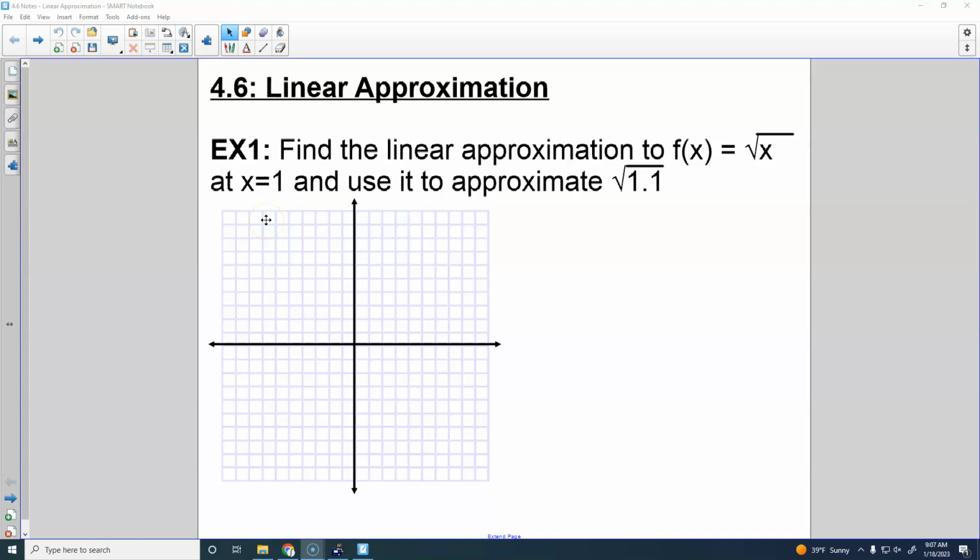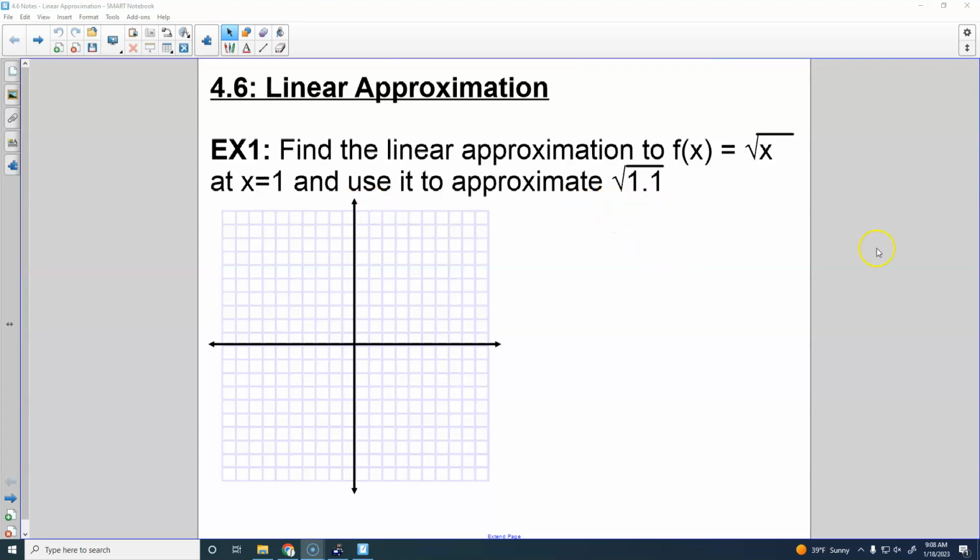Approximation is a method that they want us to learn. It had a lot of usefulness at times when there were not calculators. Because if you imagine finding the square root of 1.1 without a calculator, that was very difficult to do before we had calculators that would do square roots. Which really, in the grand scheme of things, was really not all that long ago.